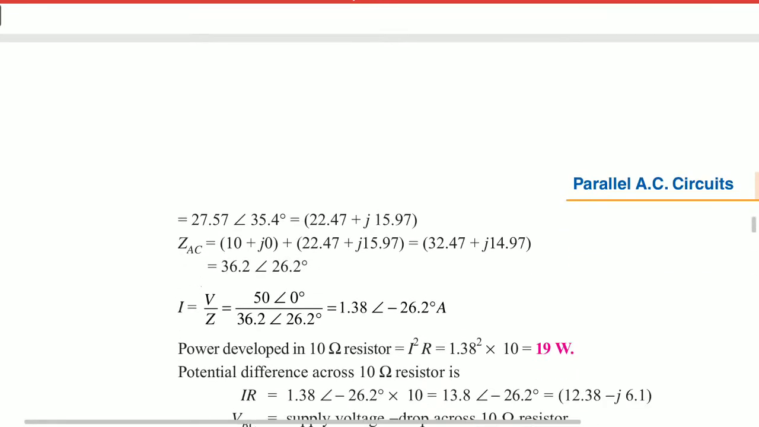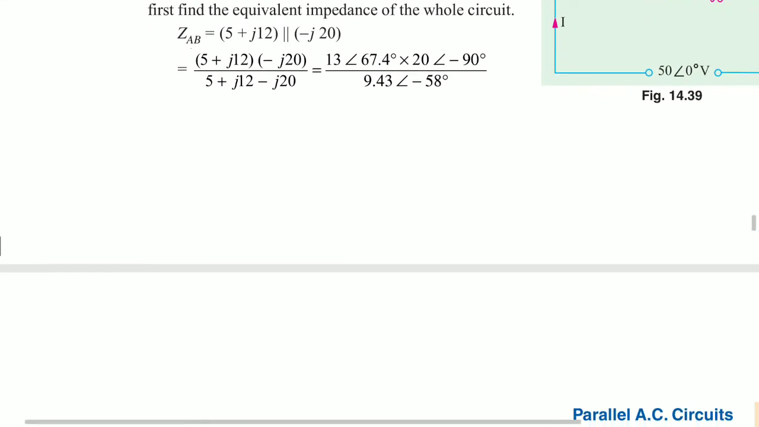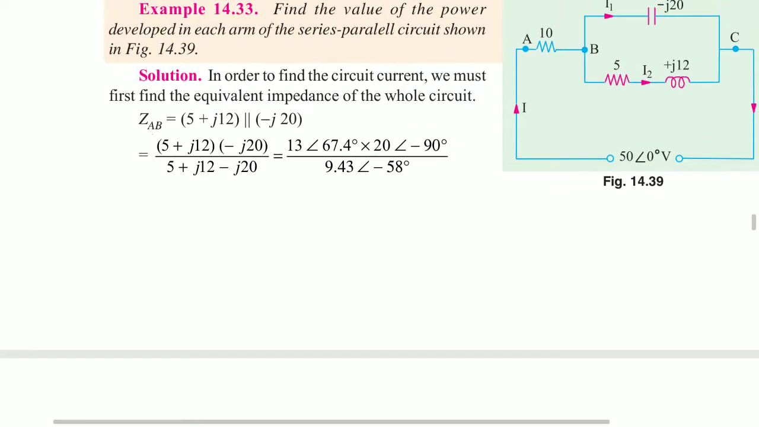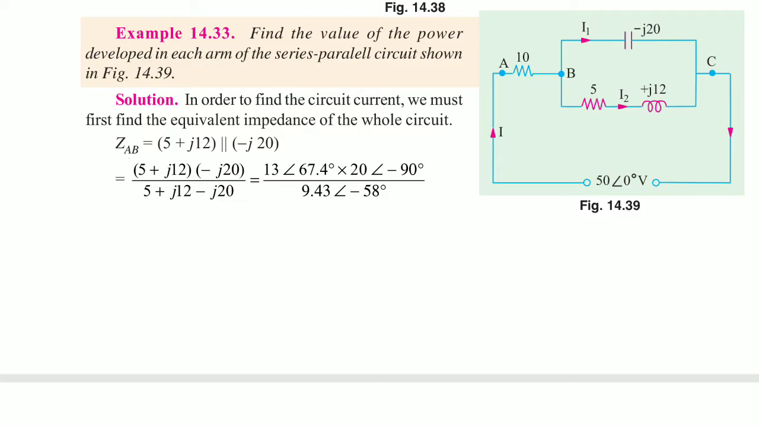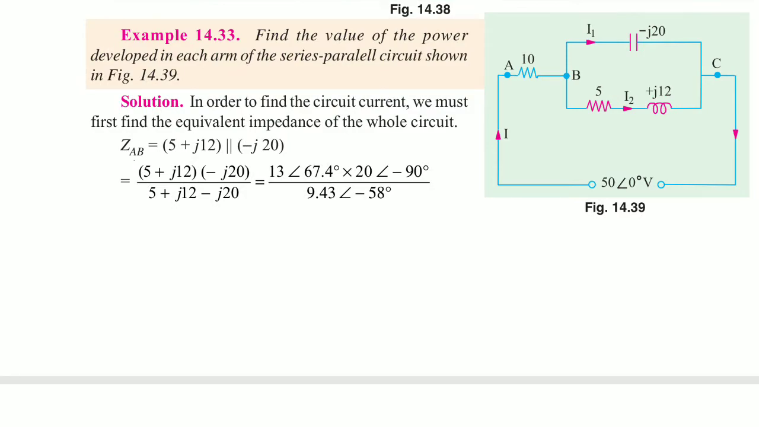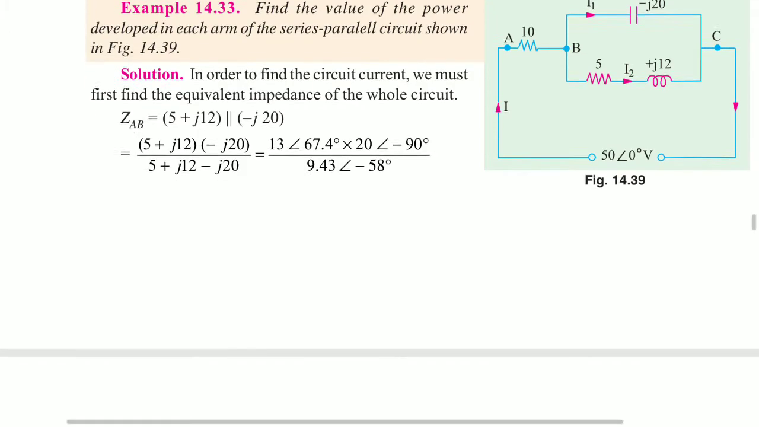See here. From this, note that it is not AB here, very important. This is BC, ZBC, the equivalent parallel impedance of ZBC. Note that down, very important.